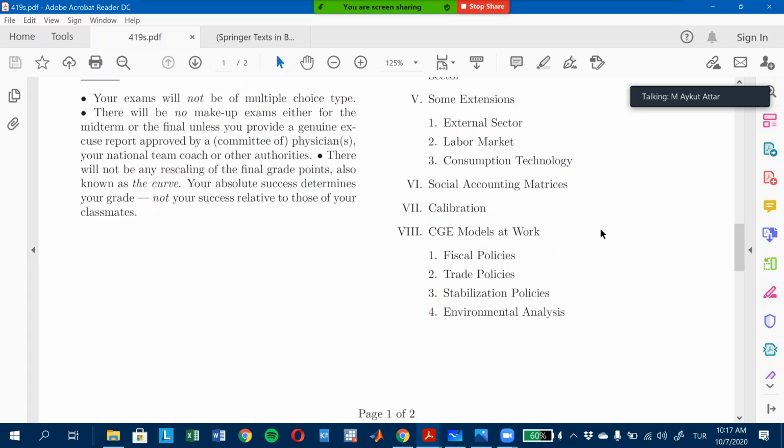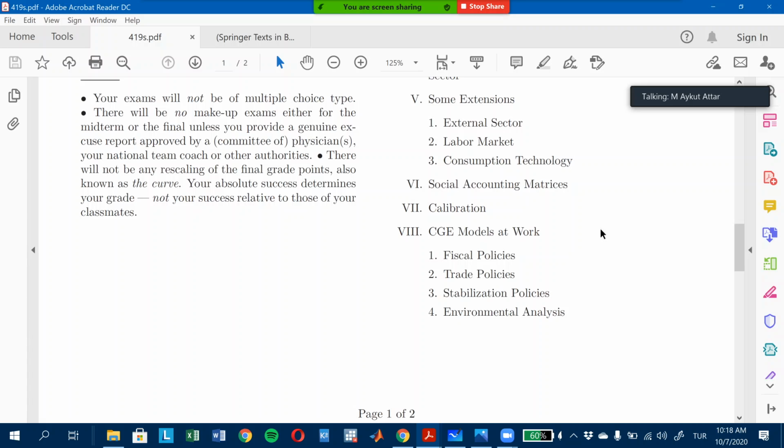Okay, because as you know, in all models we have some parameters, alphas, betas, and gammas, and those are basically theoretical constructs, of course, but in such micro-founded models, they have particular meanings, right? So calibration is a method that lets us assign values to such parameters. Okay, and then we discuss particular applications of CG models: fiscal policies, trade policies, stabilization policies, and environmental analysis. All right, so that's the overall content.